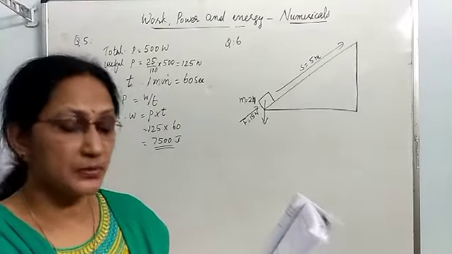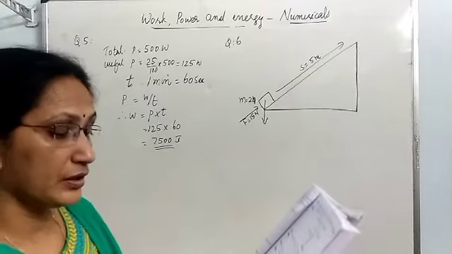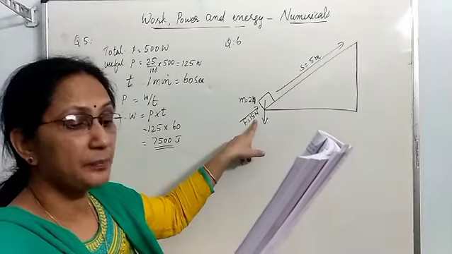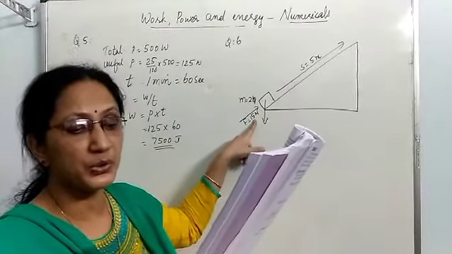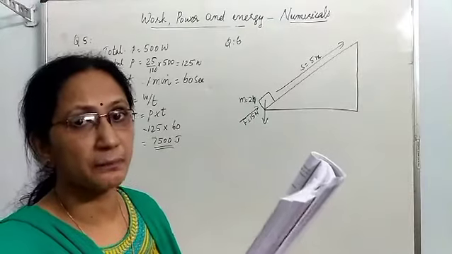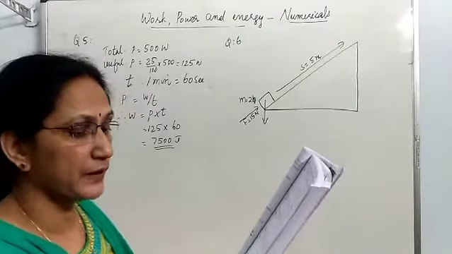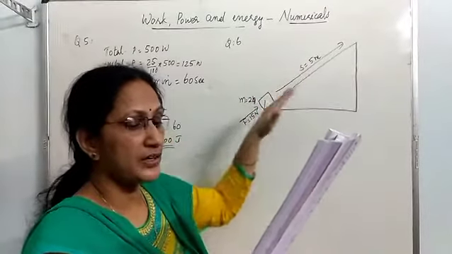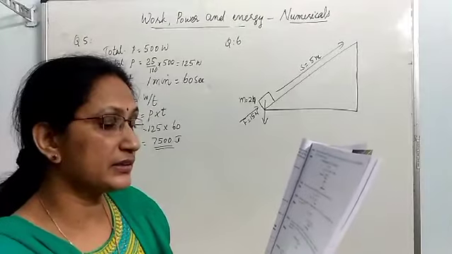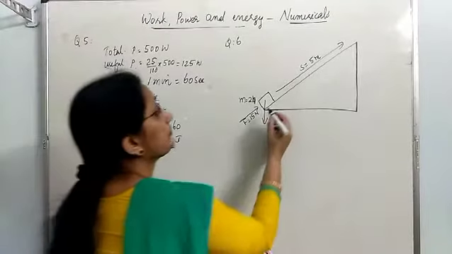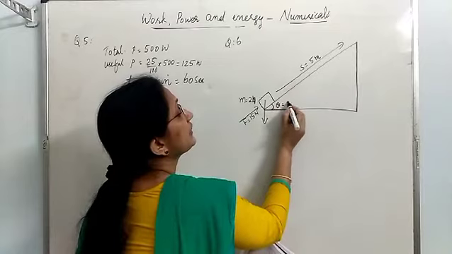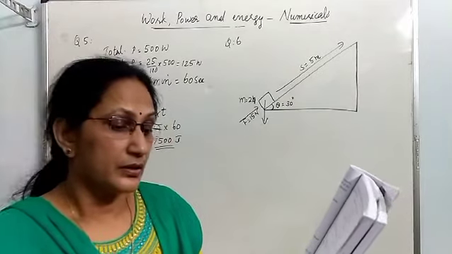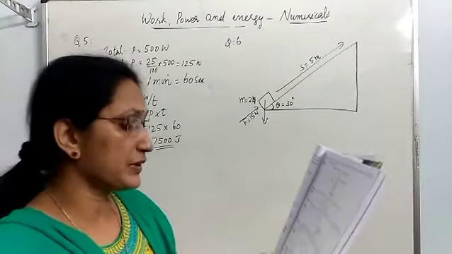Now question number 6. I will read out the question. A force of 15 Newton is applied on a body of mass 2 kilogram. In the book it is printed as man, it is wrong. Mass of 2 kilogram through a distance of 5 meter along an inclined plane making an angle 30 degree with the horizontal. This angle is 30 degree with the horizontal as shown in the figure.